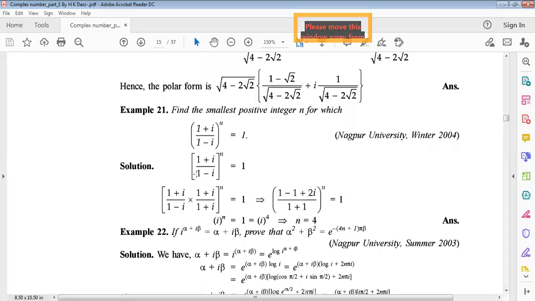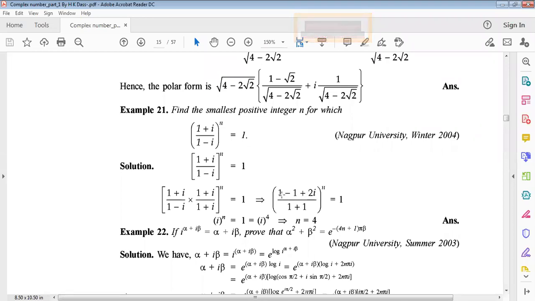Now, (1 plus i) divided by (1 minus i) whole to the power n equals 1. There is 1 minus i in the denominator, so we take 1 plus i in both numerator and denominator. In the denominator we use the (a plus b)(a minus b) formula, a square minus b square: 1 square minus i square. I square equals minus 1, so this gives 1 plus 1. And 1 plus i multiplied by 1 plus i is 1 plus i whole square.